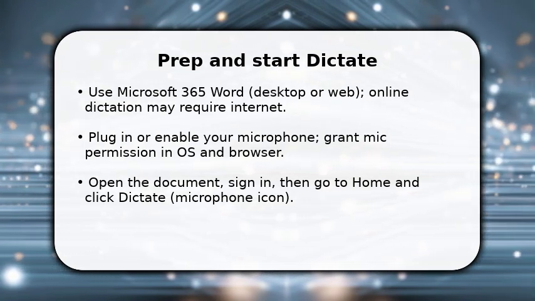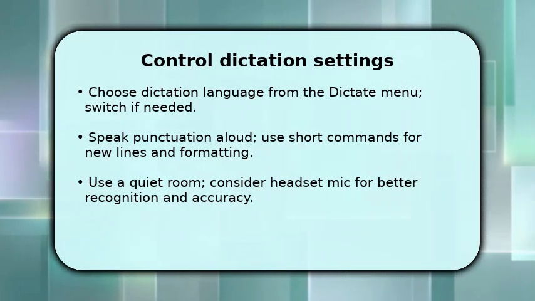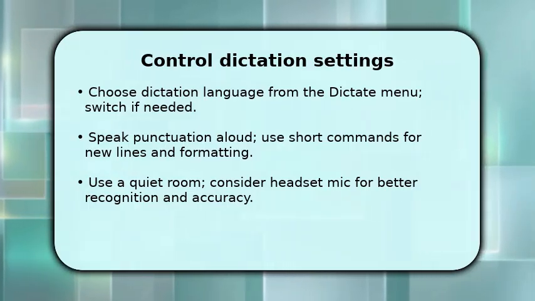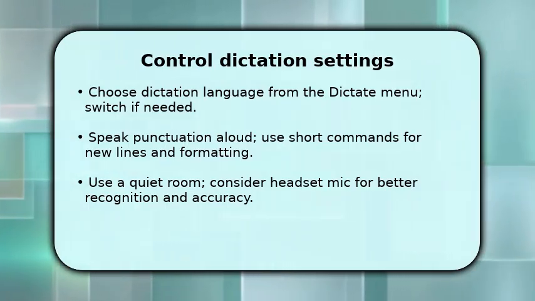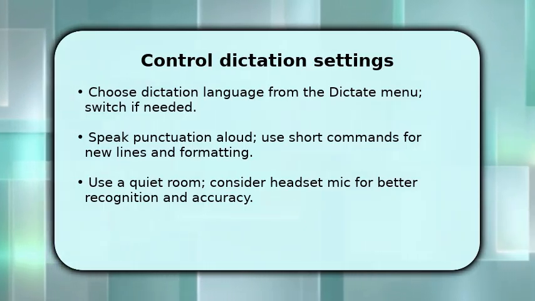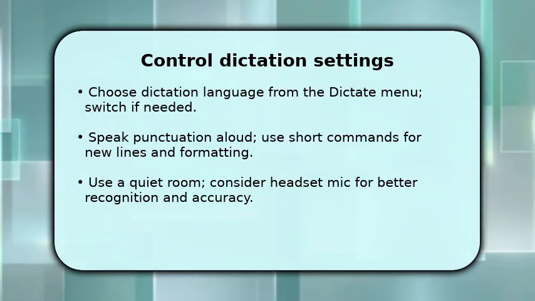Now refine how Word listens. Open the Dictate menu to select your language and to enable or disable automatic punctuation if available, because language choice affects recognition accuracy. Speak naturally but state punctuation like comma or period when needed. Say new line or new paragraph to structure text.